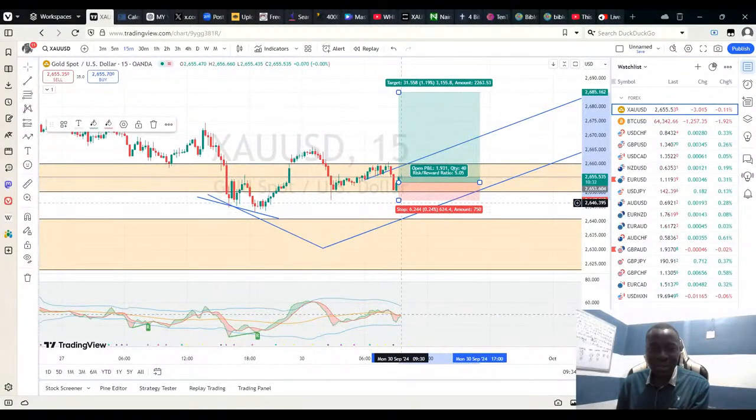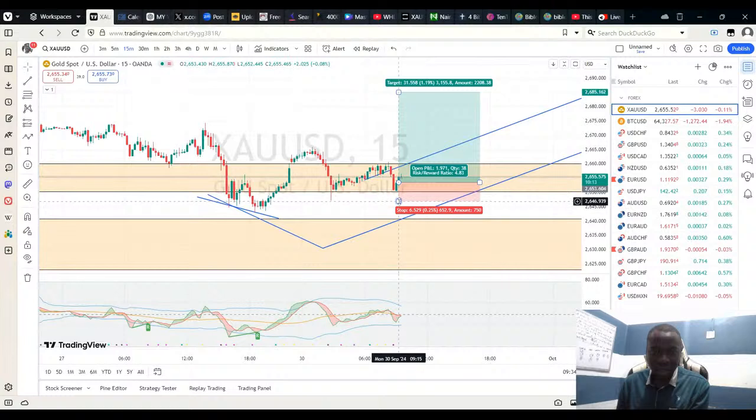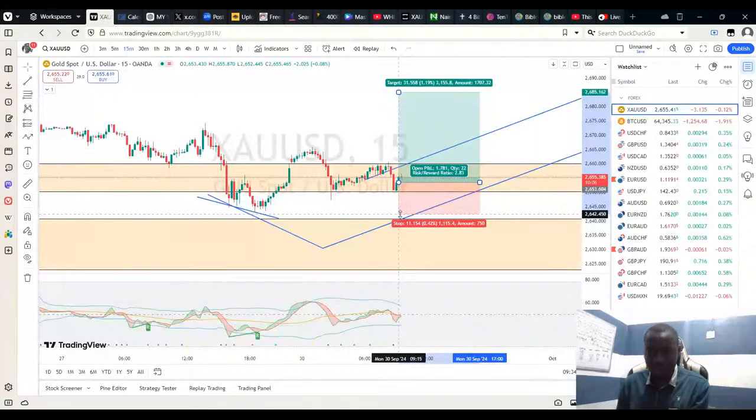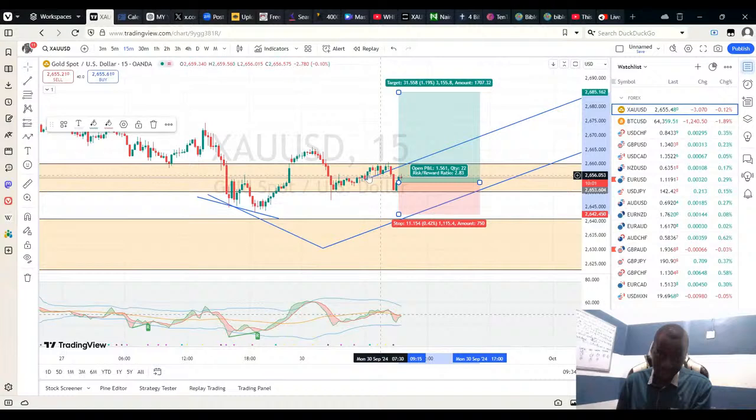So if I pick a buy opportunity there, my stop loss should not be more than 650. And if you want to be safe, you can always put it at the price of 2642, and see how far the market may go.